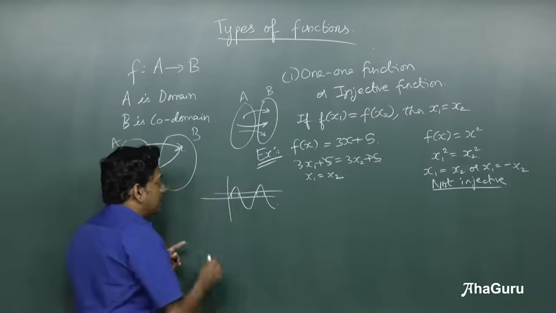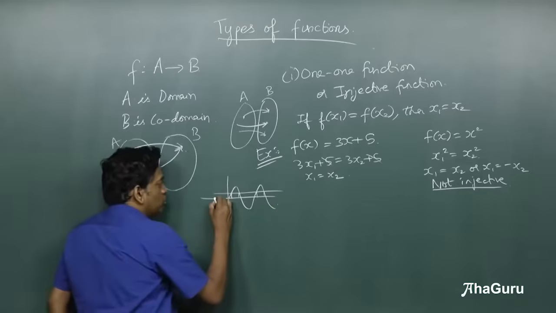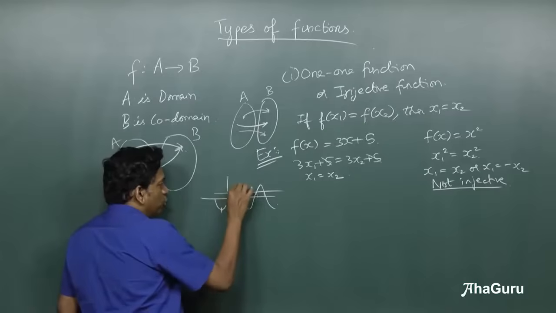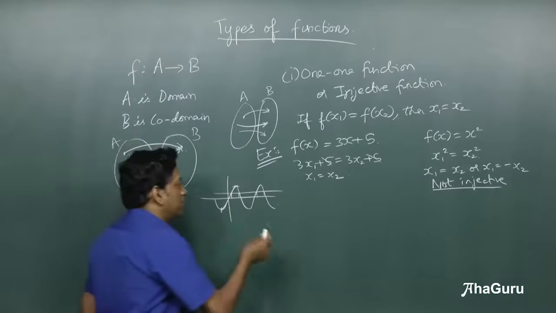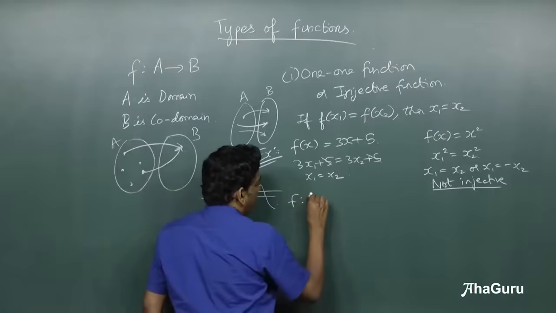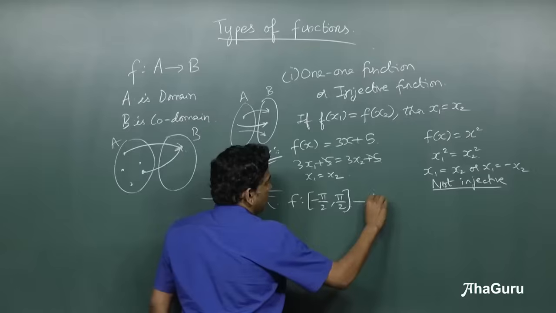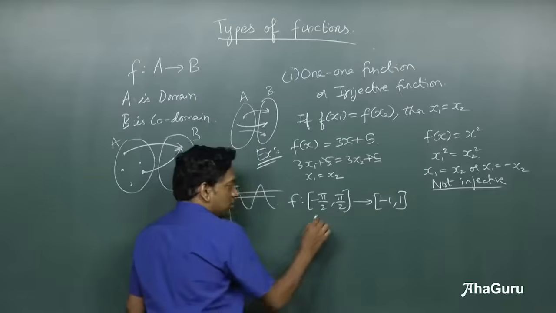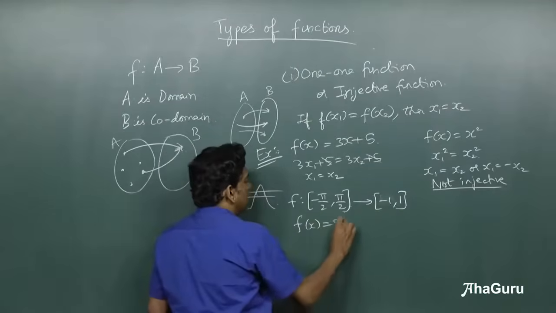Well, if you say that I am going to take only certain values. So for example, let's say you take sin x from minus pi by 2 to pi by 2. You can see that it goes from minus 1 till 1. So suppose you define f from minus pi by 2 to pi by 2, to minus 1, 1. So this is set A, this is set B, such that f of x is equal to sin x.